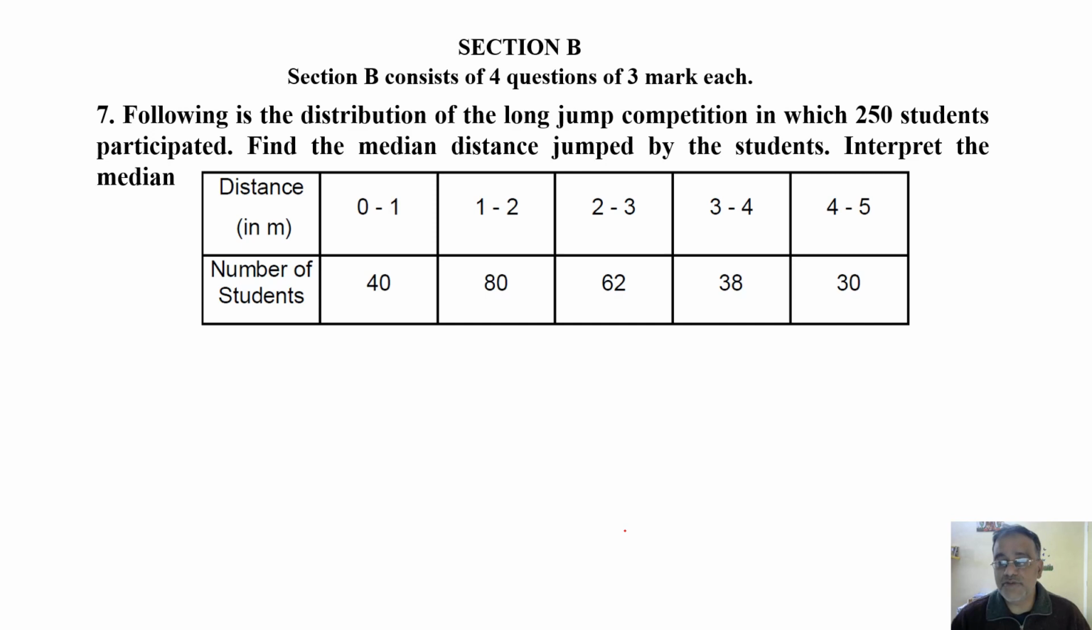It consists of 4 questions, and 1 internal choice question will be there. Okay, each question carries 3 marks.